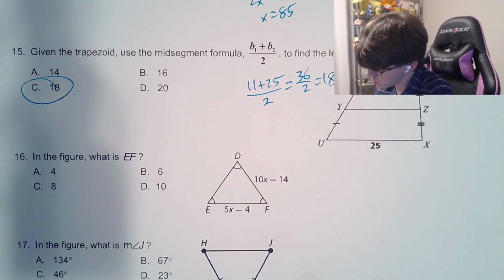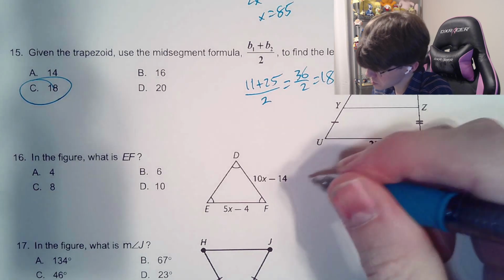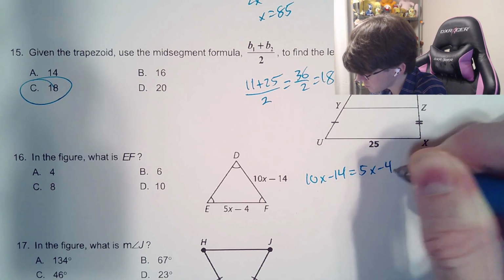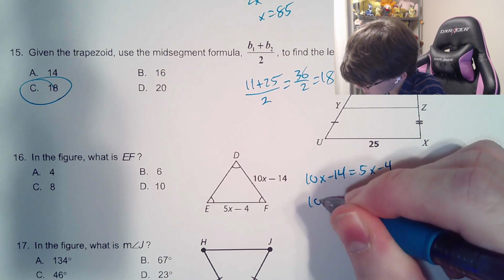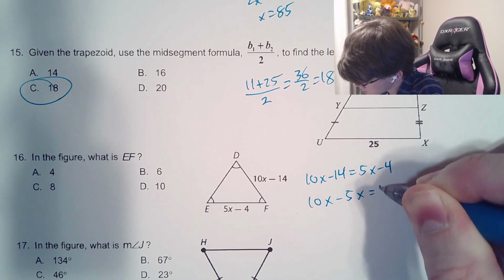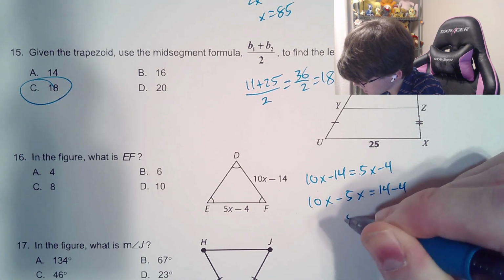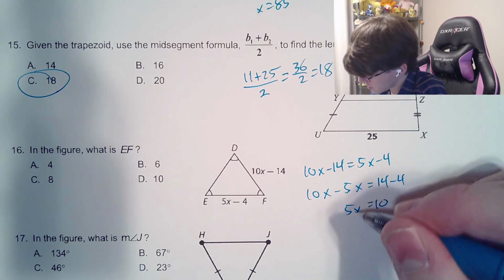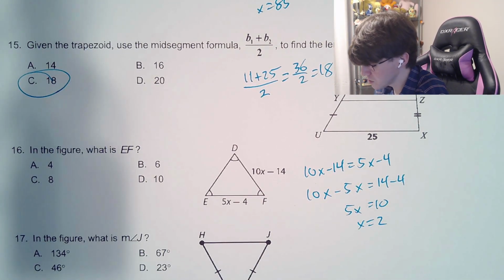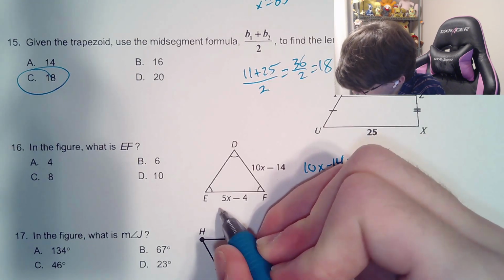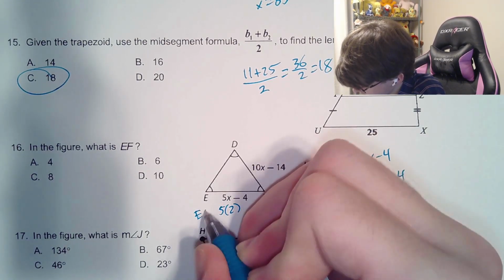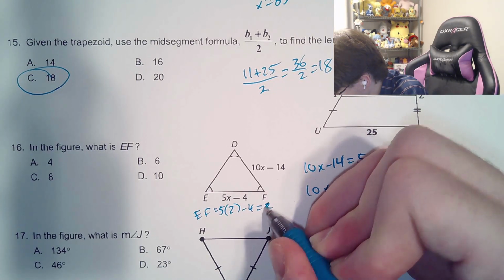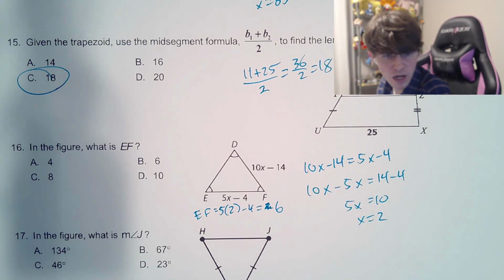In this figure, we have an equiangular triangle. Equiangular triangles mean that the sides are the same. 10x minus 14 is equal to 5x minus 4. Doing our little switcheroo, 10x minus 5x is equal to 14 minus 4. 10 minus 5 is 5. 14 minus 4 is 10. Both sides divided by 5, x is equal to 2, and figuring out what EF is, 5 multiplied by 2 minus 4, and that's just going to give you 6, right? What did I write? 2. 10 minus 4 is 6.